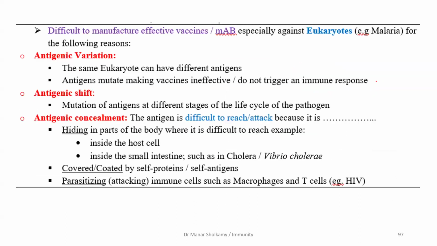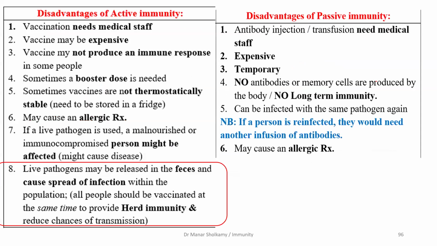Nice. Now, this is important. Disadvantages of active immunity. You know that they love asking you about vaccination. Why would a program succeed? Why would a program fail? What are the advantages or the disadvantages of a vaccine? So this list is important. It needs medical staff. It is expensive. It may not give you an immune response, so it will fail. You need a booster dose, which means you need more money.